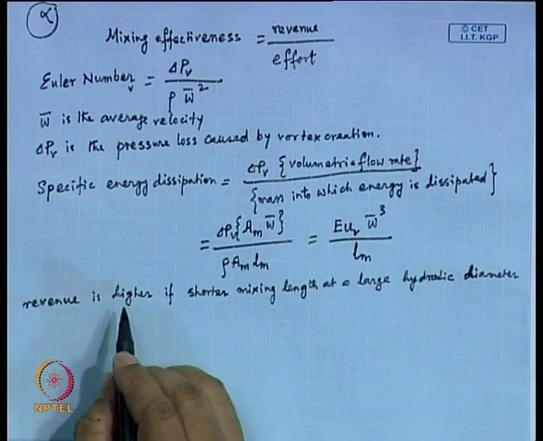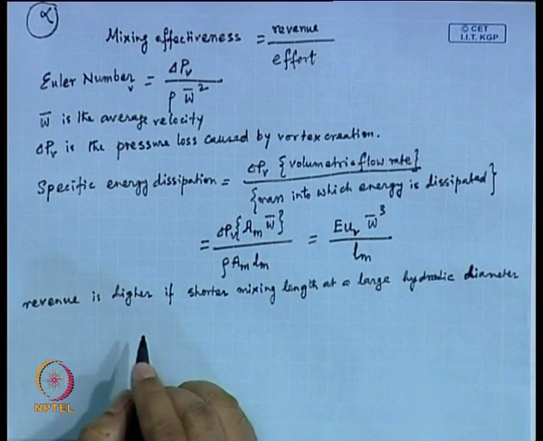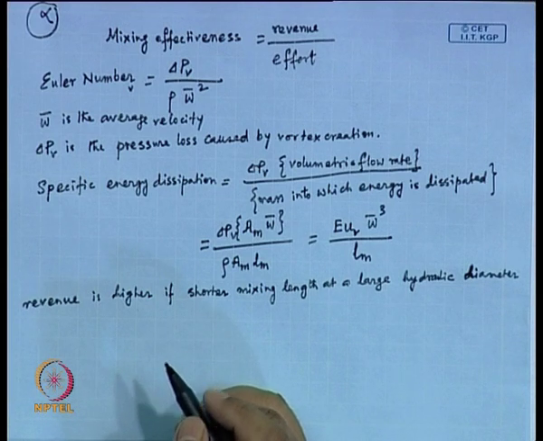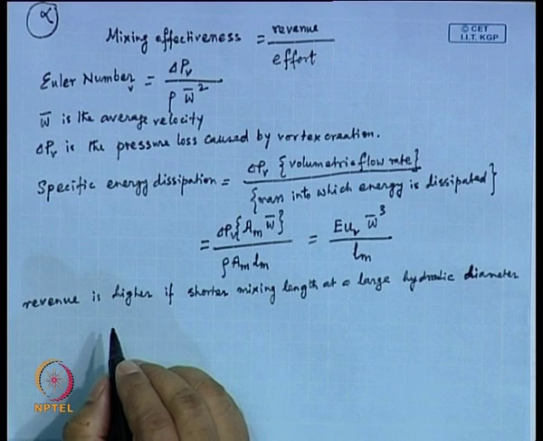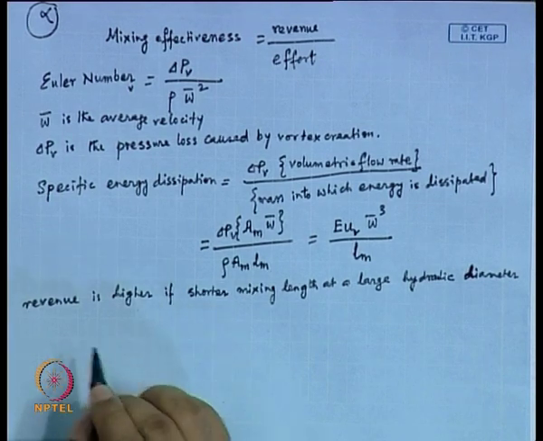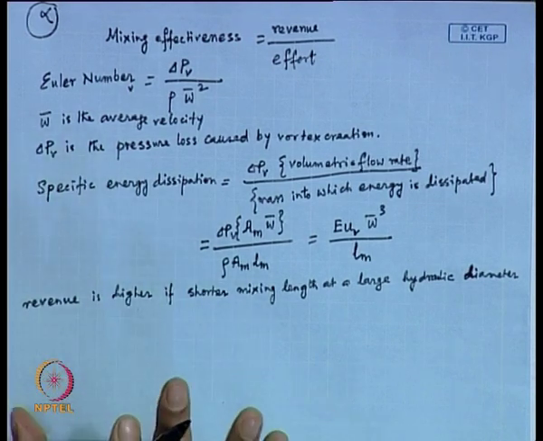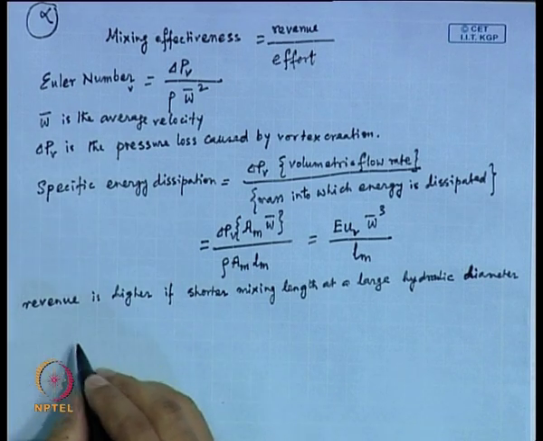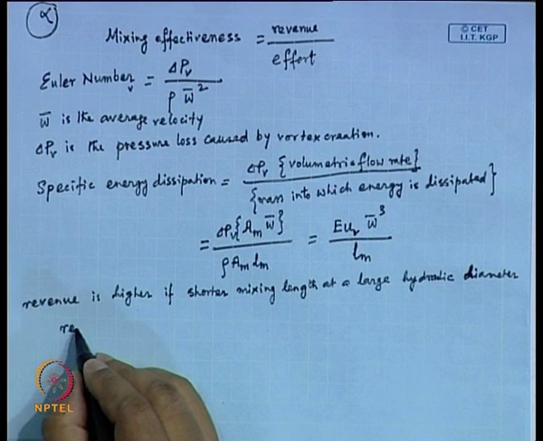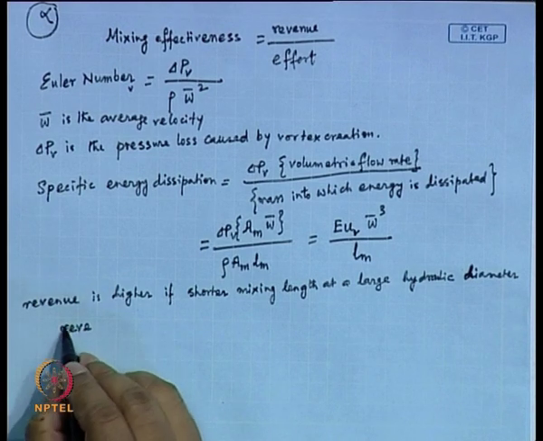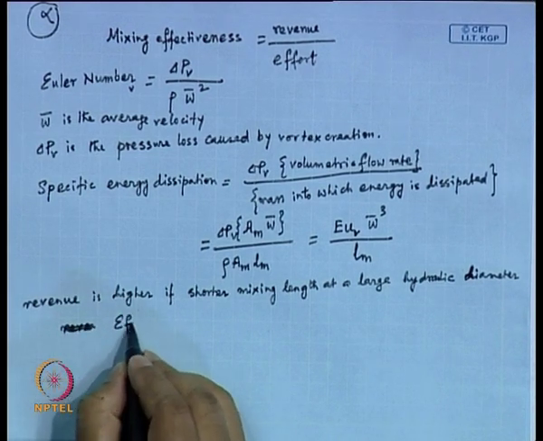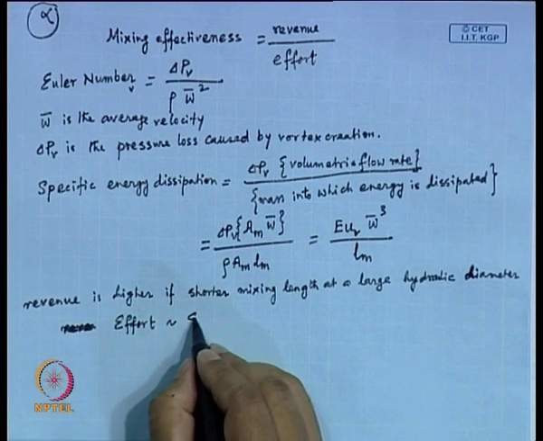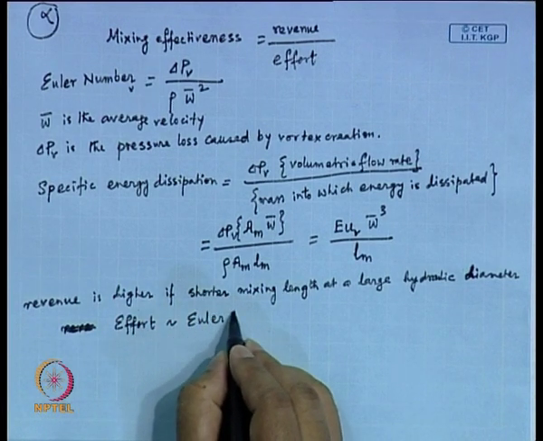Okay, so, if you have a shorter mixing length, it would be higher if shorter mixing length at a larger hydraulic diameter. So, this is the idea that we have as far as revenue is concerned. In that case the revenue divided by effort, and the effort, we can write this as the Euler number itself.